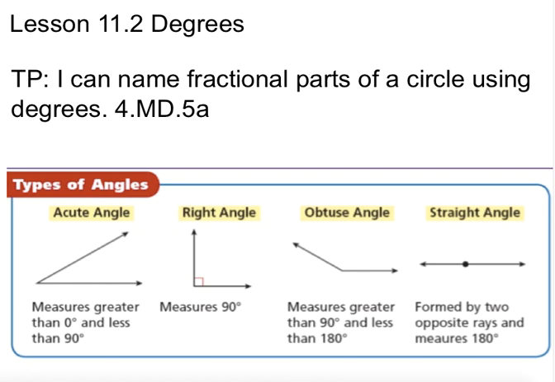Obtuse angle is an angle that measures greater than 90. So 91 all the way up to 179 is an obtuse. And then we have a straight angle, comes from a straight line, and it looks like a straight line. It measures exactly 180 degrees. So these are the four angles that you need to know the vocabulary, be able to identify them, okay? And draw them eventually, okay?